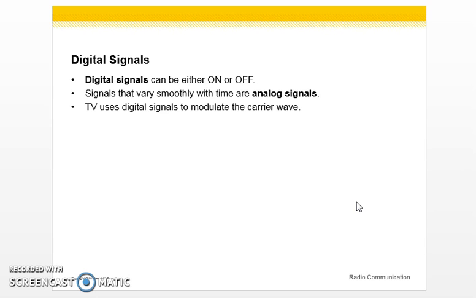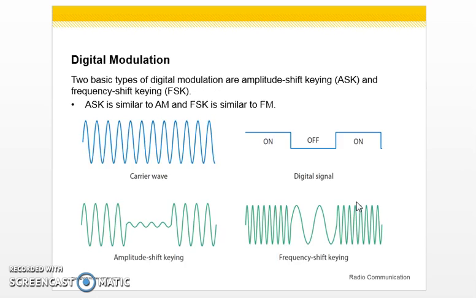TV uses digital signals to modulate the carrier wave. There's two basic types of digital modulation you need to know about. These are amplitude shift keying, ASK, and frequency shift keying, FSK. ASK is similar to AM, and FSK is similar to FM.